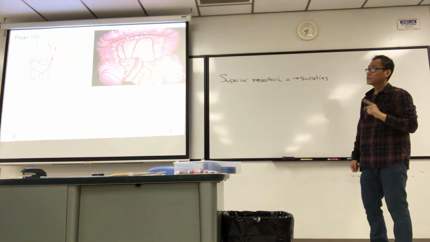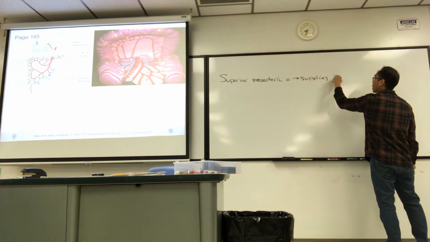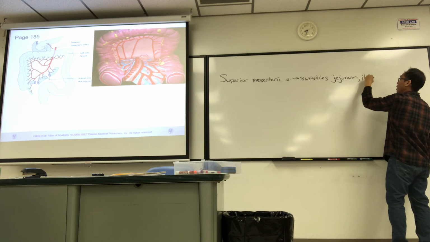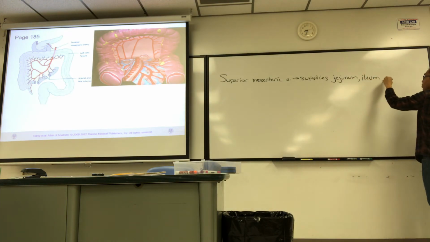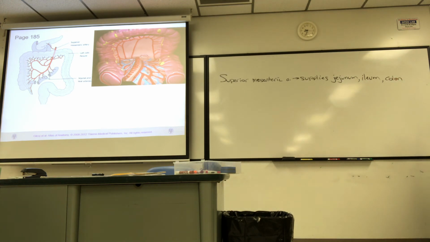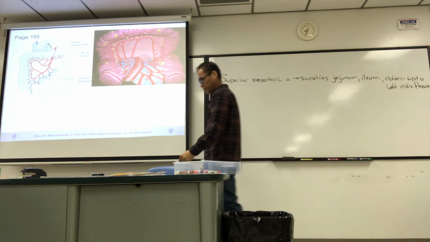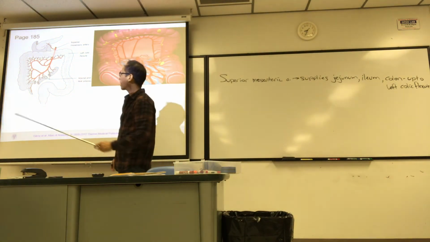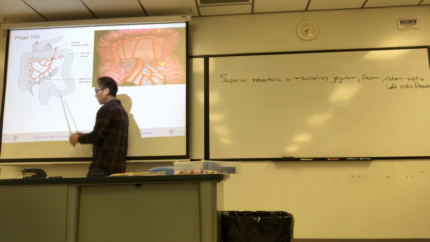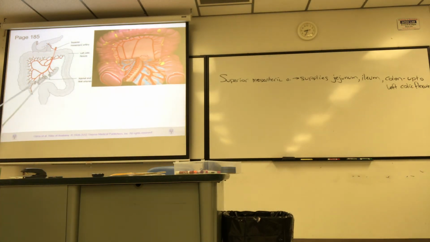It supplies jejunum, ileum, as well as colon, all the way up to the left colic flexure, or splenic flexure. And that's what's shown on the left there. Notice how it kind of goes off to the right. Okay, that's kind of consistent with cadavers. It goes off to the right, and as it goes off to the right, all these little branches coming off of it are giving a blood supply to the jejunum and the ileum.